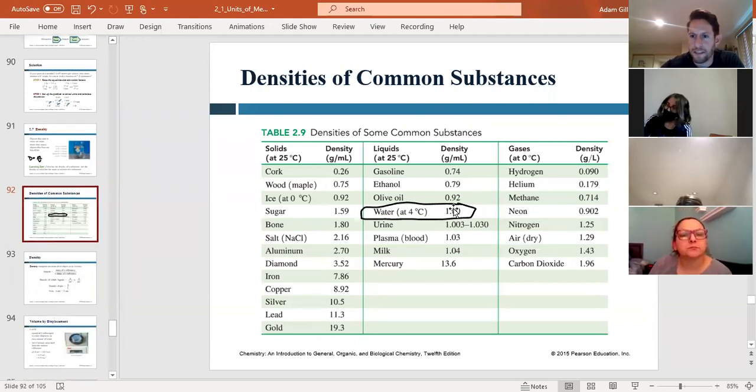The reason why water is exactly 1 is they used water as the basis for the metric system. The unit of mass in the metric system is the gram, and they came up with that because they wanted a system that easily converted volume to mass. So they said, let's measure 1 milliliter of water, and whatever that weighs, we're going to call that a gram. So the metric system is based on water.